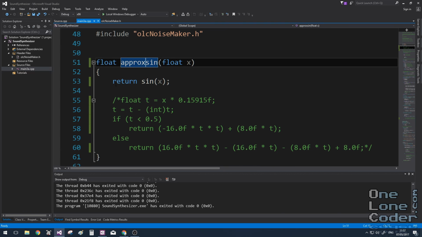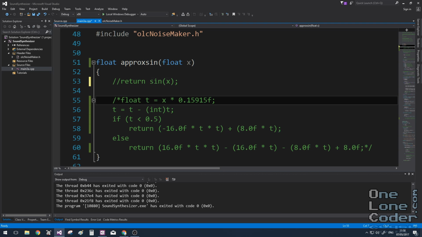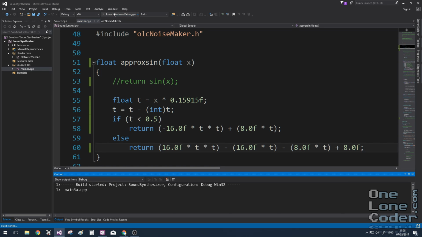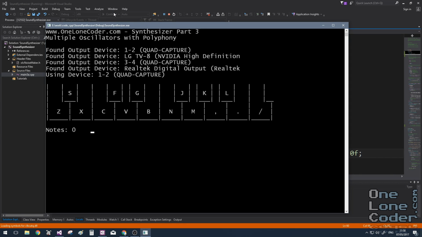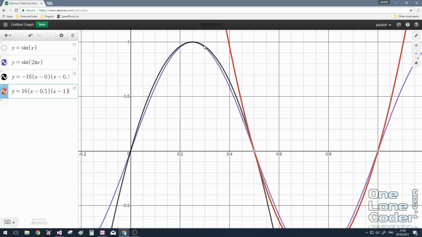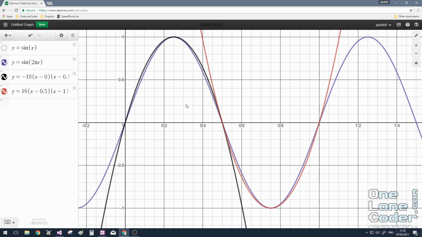And now if I remove the sine and replace it with our approximation, it's not a bad sine wave. It does actually sound like a little bit of a square wave. And if we look at the graphs, we can see why. Our approximation, the black line, is always larger than the actual sine wave itself. It bulges out, so it's approaching a square wave, very slightly. That said, I think it's quite a good approximation.